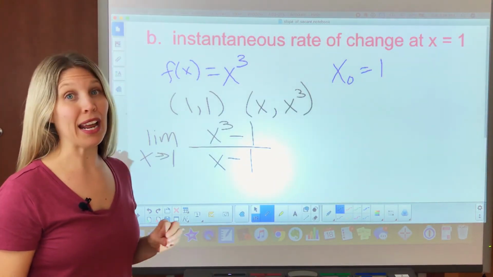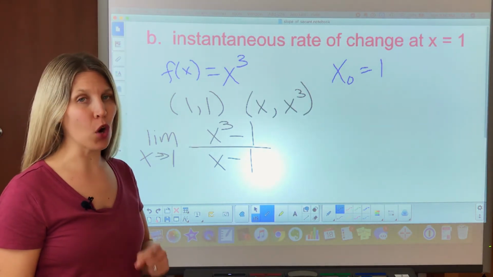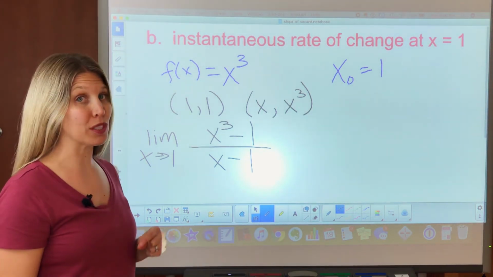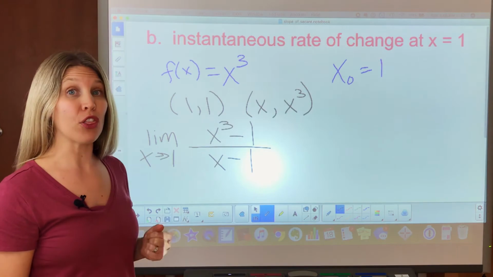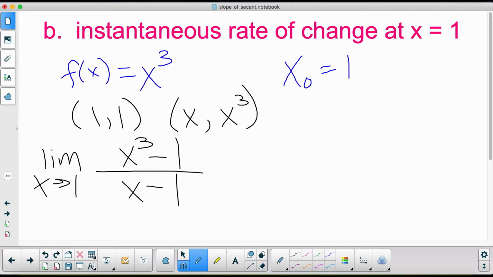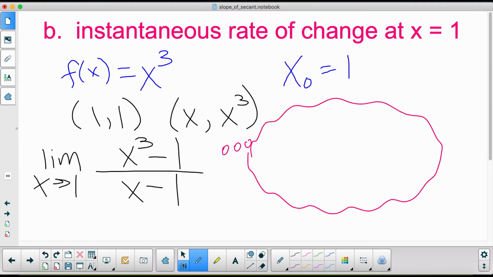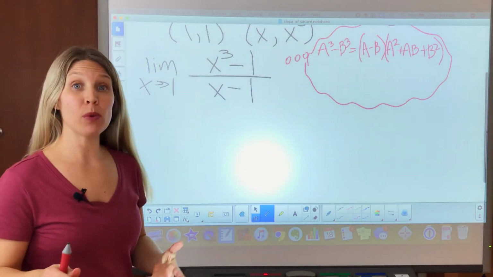Now, of course, we're going to have to factor that numerator, and hopefully you remember how to factor cubes. If not, I'm going to write it in the thought bubble over here. When you have a cubed minus b cubed, that equals (a minus b) times (a squared plus ab plus b squared). Now I'm going to rewrite our limit problem.